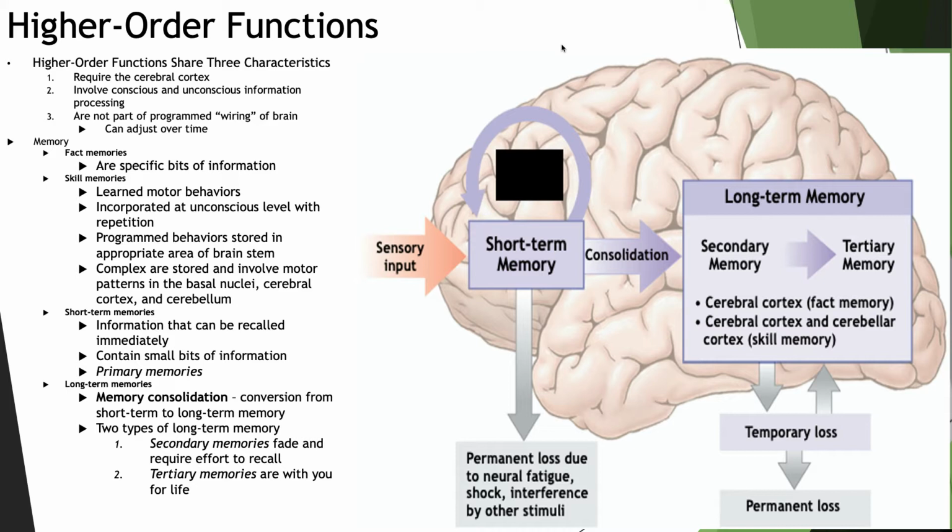The conversion from short-term to long-term memory is called memory consolidation, and there are two types of long-term memory. Secondary memories are long-term memories that fade with time and may require considerable effort to recall. And tertiary memories are long-term memories that are with you for a lifetime, such as your name or the contours of your own body.